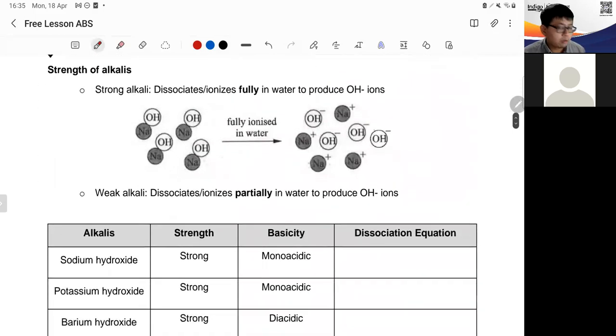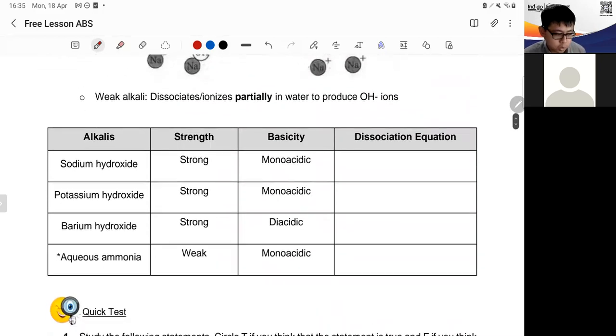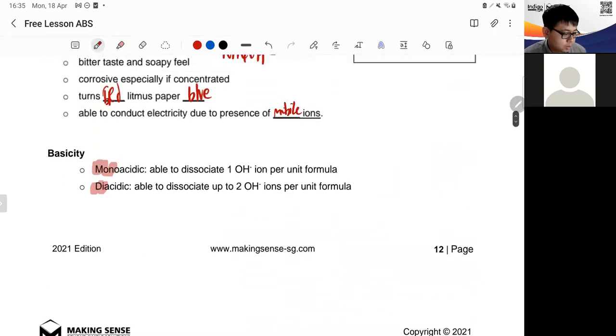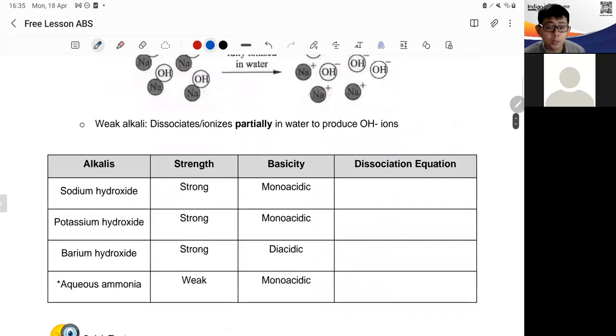Strength of alkalis and strength of acids are actually pretty similar to each other. Most hydroxides, most alkalis that you learn in school, are strong, with one exception, and the exception is aqueous ammonia. So you saw me doing this just now in the equation on the previous page. Instinctively, I already gave you this reversible arrow, which implies that aqueous ammonia is a weak base, a weak alkali in this case. So it's the only one that's weak.